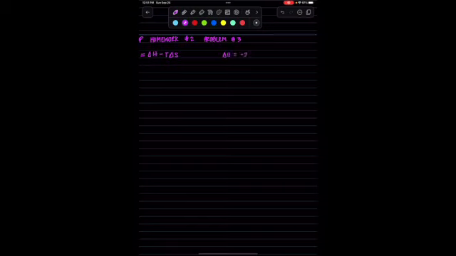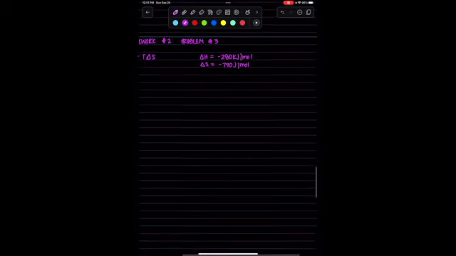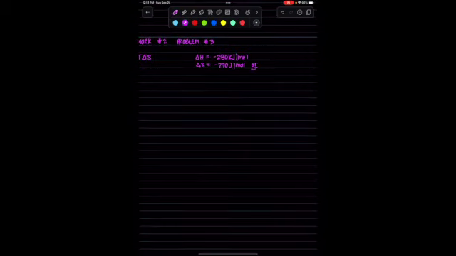which equals negative 280 kilojoules per mole. Delta S, which is given to us in negative 790 joules per mole, but also can be converted to negative 0.790 kilojoules per mole. T, which is our temperature, is given to us in 25 degrees Celsius. However, we want it in Kelvin. So in order to get Kelvin, we'll just add 273, which gives 298 Kelvin.